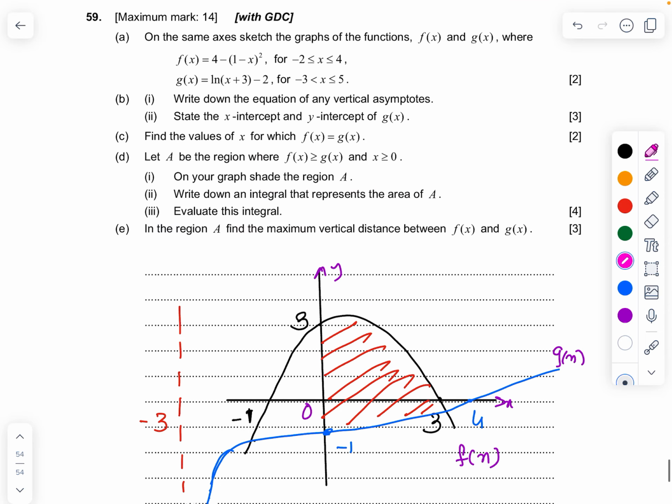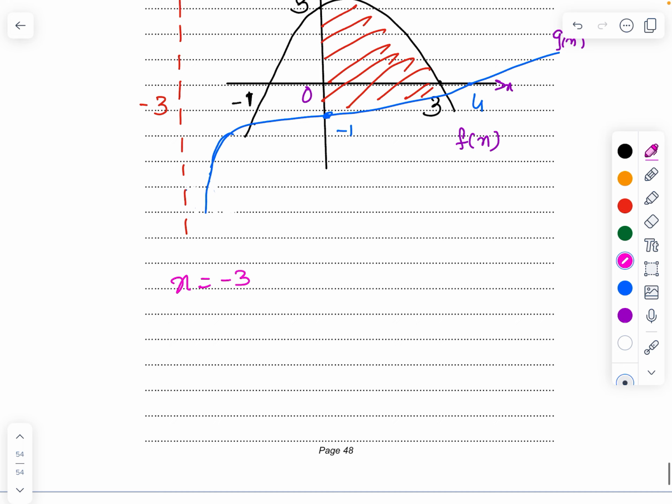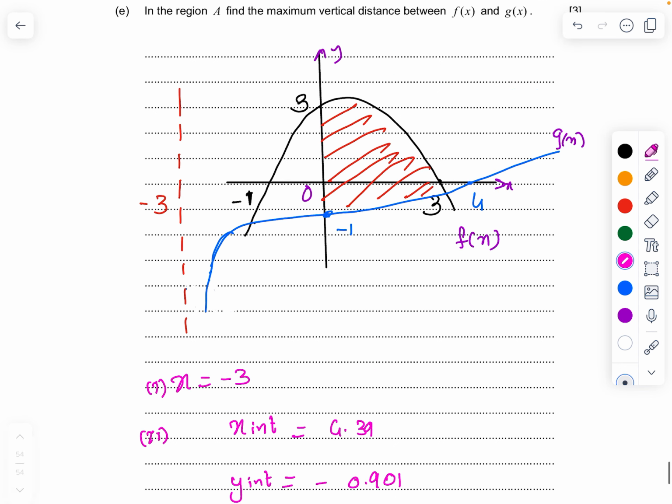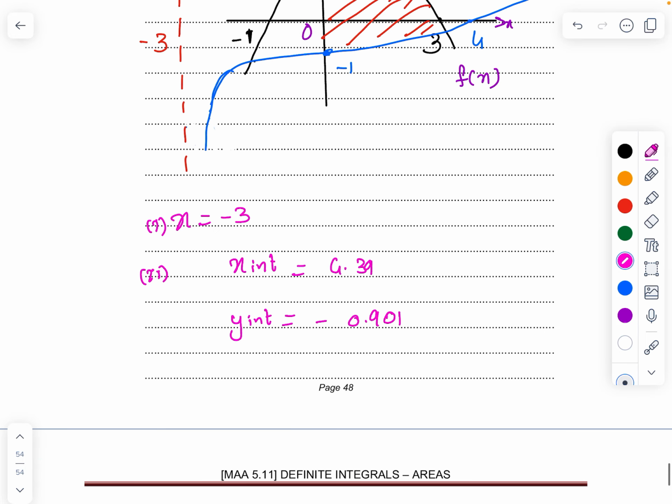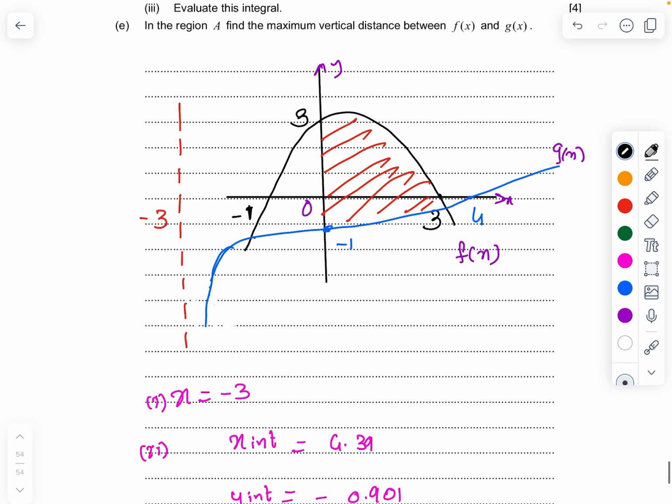State the x-intercept and y-intercept of g of x. The x-intercept is 4.39 from the GDC. The y-intercept is negative 0.901. Now find the values where f of x equals g of x. Do it by the calculator. F of x equals g of x. The points of intersection, you should be getting, are negative 1.34 and 3.05.